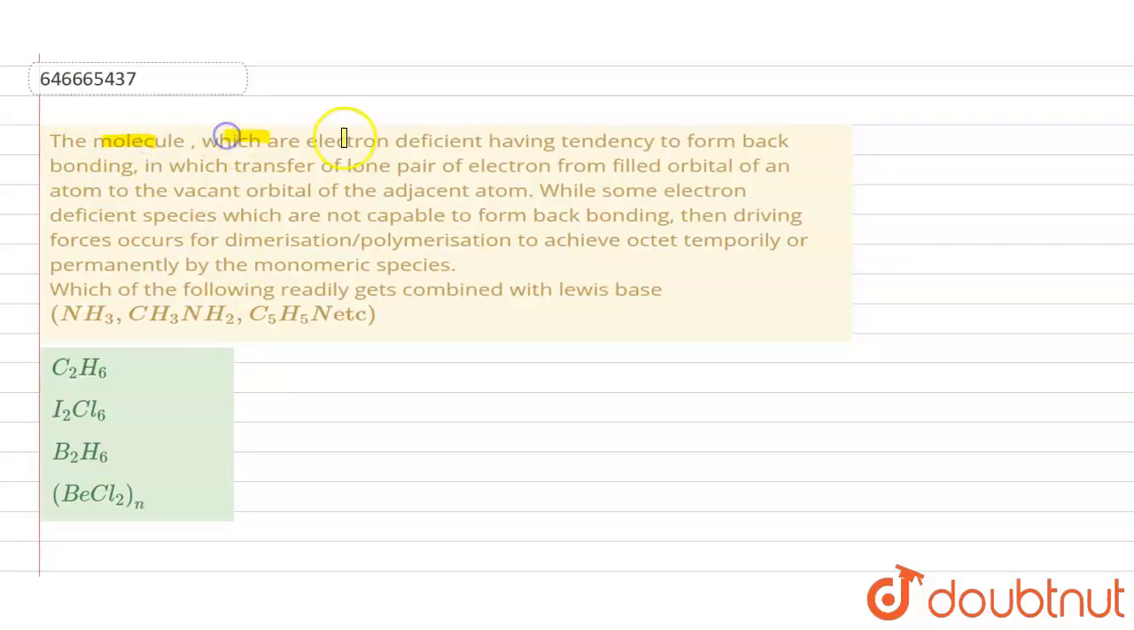Hello students, the question is asking that we have been given this paragraph that the molecules which are electron deficient have a tendency to form back bonding, in which one lone pair of electrons is transferred from a filled orbital to a vacant orbital of the adjacent atom. While some electron deficient species which are not capable of forming back bonding have a driving force for dimerisation or polymerisation to achieve the octet, temporarily or permanently, by the monomeric species.